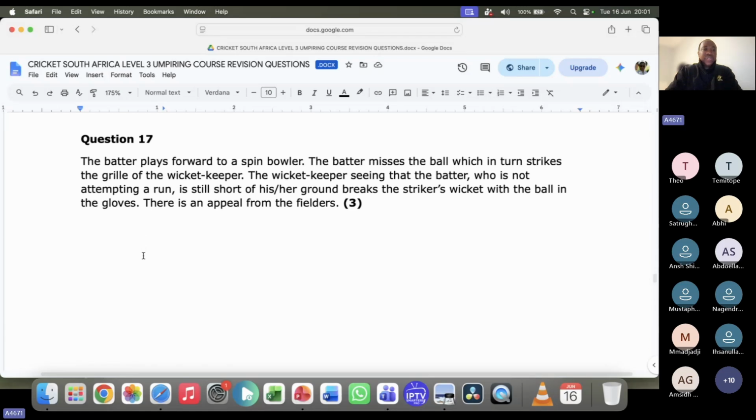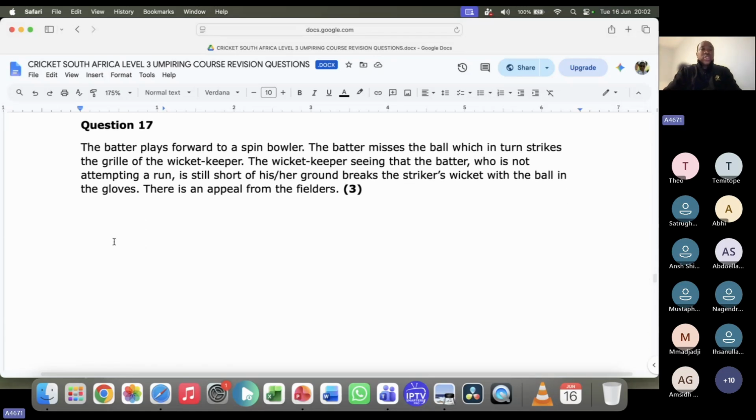Next question, question 17. The batter plays forward to a spin bowler. The batter misses the ball, which in turn strikes the grill of the wicketkeeper. The wicketkeeper, seeing that the batter, who is not attempting a run, is still short of his or her ground, breaks the striker's wicket with the ball in the gloves. There is an appeal from the fielders. This is very similar to our video quiz question earlier in the evening. For 3 marks, Abdullah, please answer the appeal and any actions to follow.